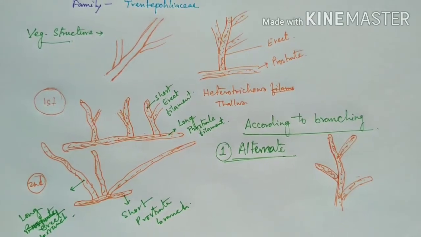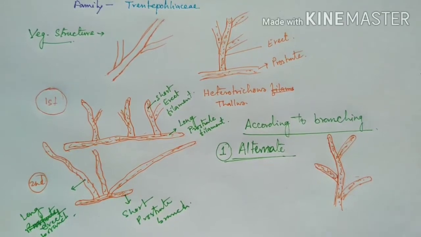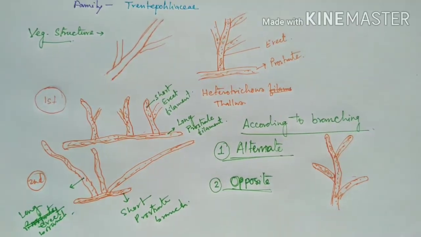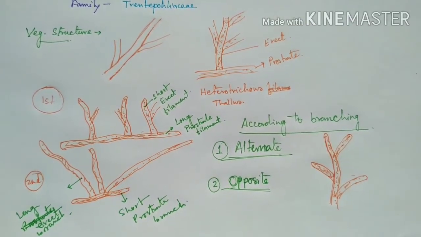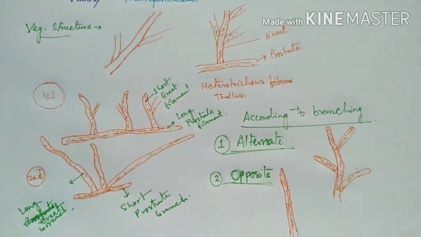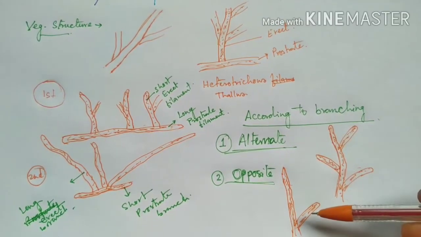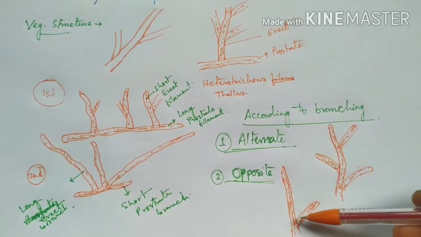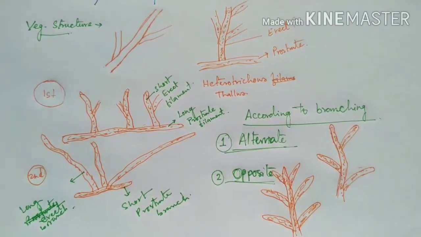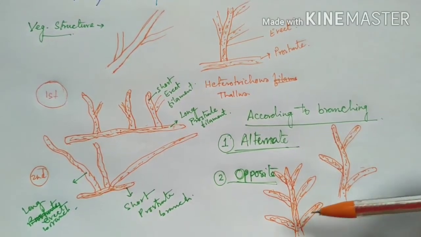Next is opposite. In the case of opposite, simple branches are produced oppositely. So this is the main erect branch and branches are produced. If this is the first branch, then the second branch is produced opposite of this branch, so here in this position. This type of filament arrangement we find in Trentepohlia, opposite type filament.